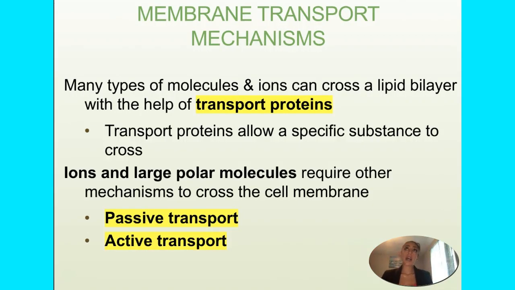We talked about certain molecules that can be transferred across the plasma membrane through diffusion and also osmosis. Some types of molecules or ions cannot cross a lipid bilayer without the help of transport proteins. Transport proteins allow a specific substance to cross the membrane itself. There are two different kinds of transport: passive transport or active transport.